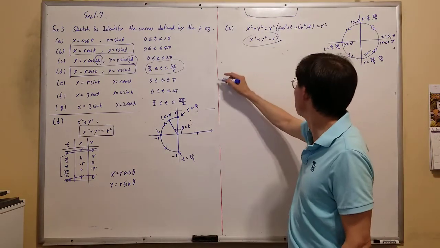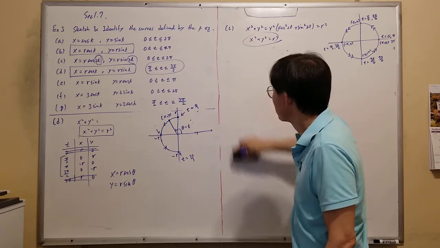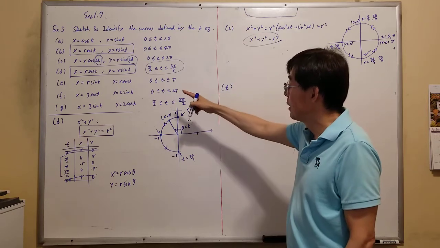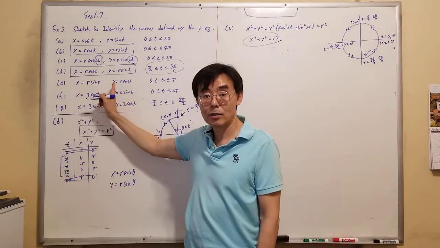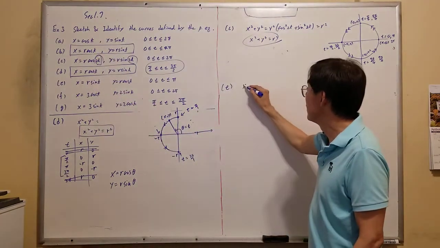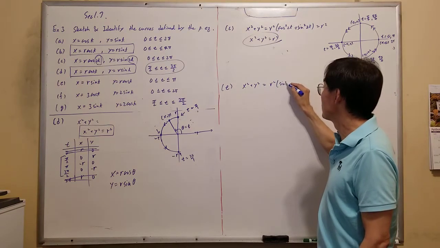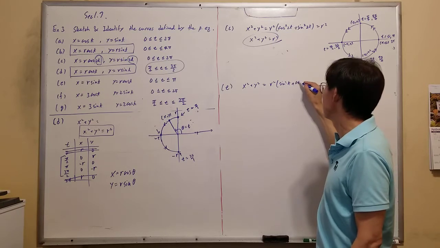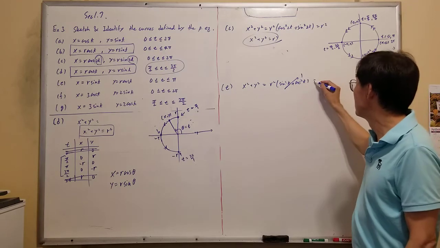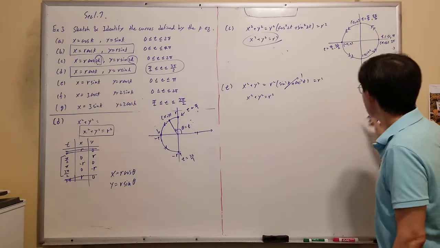Now E. What about E? You have now x gets sine, y gets cosine, rather than cosine for x, sine for y. Well, if you do this again, r squared sine squared t plus r squared cosine squared, take out r squared, would be 1. So r squared. Again, this is the same circle, right?